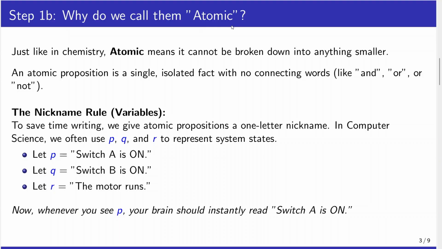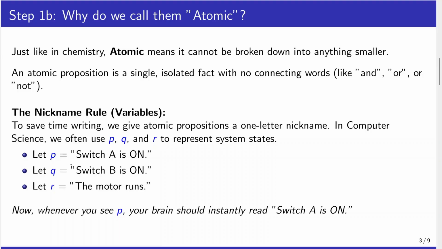Now that we know what propositions are, let's talk about atomic propositions. Just like in chemistry, where an atom is the basic building block of matter, in logic, atomic means a statement cannot be broken down into anything smaller. An atomic proposition is a single, isolated fact. It doesn't contain connecting words like and, or, not. Because writing out full sentences over and over can get tedious, logicians use something we can call the nickname rule, or variables. To save time, we give these atomic propositions a simple one-letter nickname. In computer science and math, you will almost always see the lowercase letters P, Q, and R used for this.